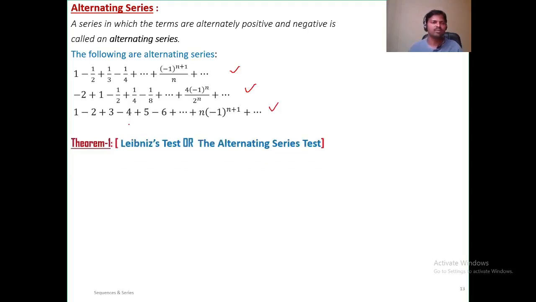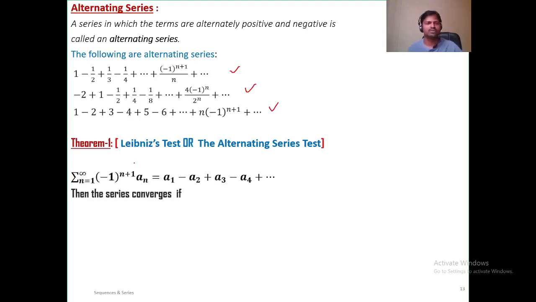Theorem number 1, the Leibnitz test or the alternating series test. The statement is this: the series, n running from 1 to infinity, of minus 1 whole to the power of n plus 1 into an. That means the first term is a1, the second term is minus a2, plus a3, minus a4, like that. The terms are alternately plus and minus. Such a series converges if an is more than 0, taking the nth term without sign.